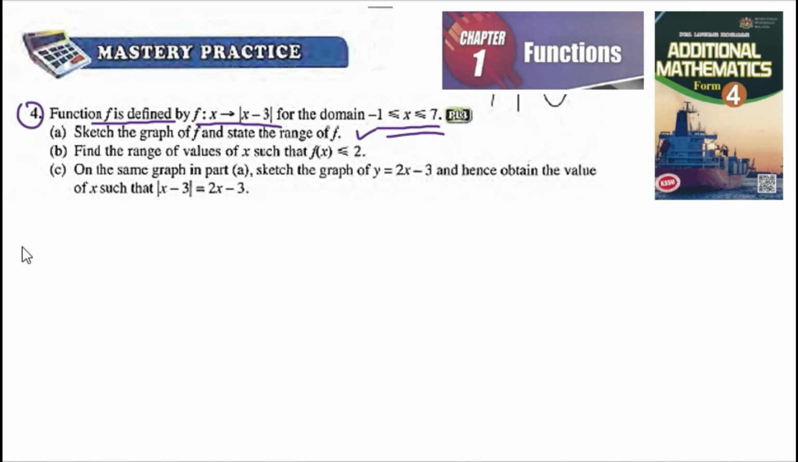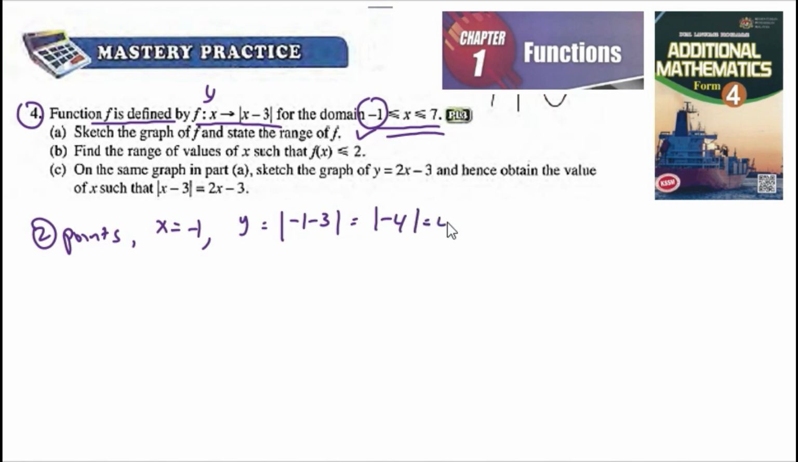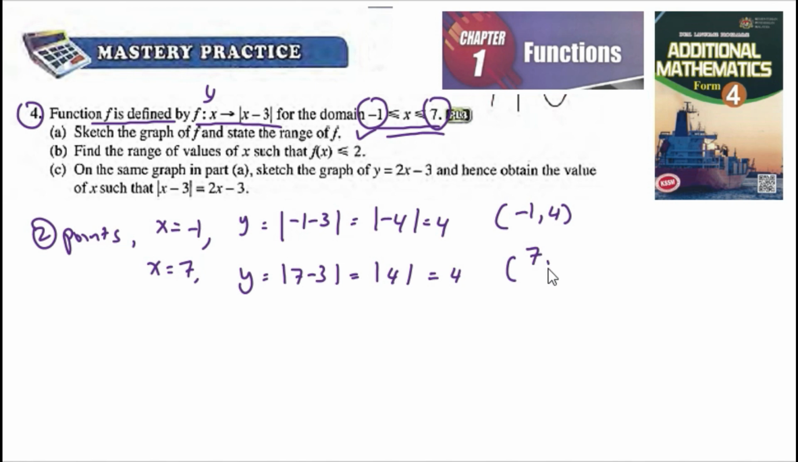So we can get 2 points. The first is x equal to -1. So here when x is equal to -1, f(x), which is y, is equal to |-1 − 3|. So we get |-4|, which is equal to 4. The second point is at 7. So x is equal to 7, y is equal to |7 − 3|, which is |4|, equal to 4. So this is (-1, 4), and this one is (7, 4).